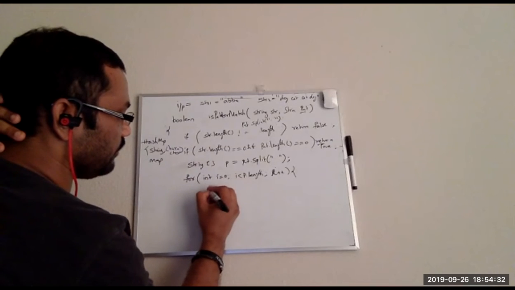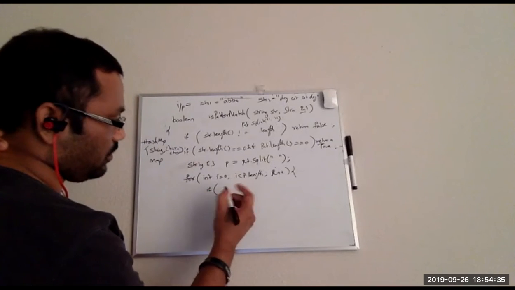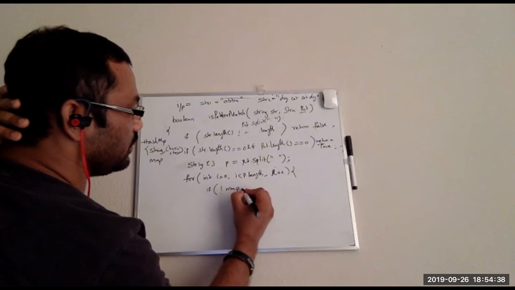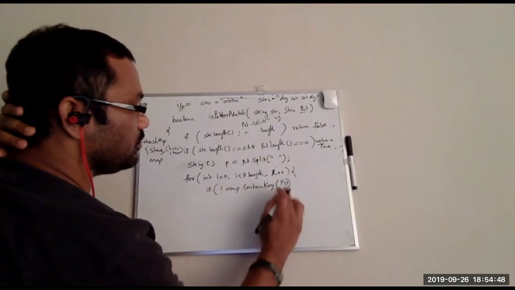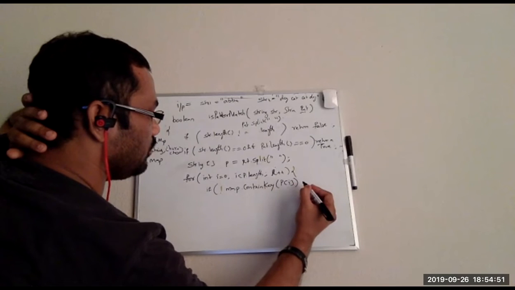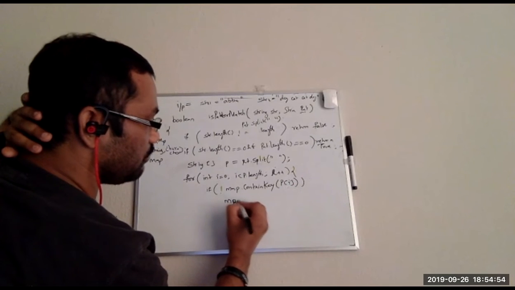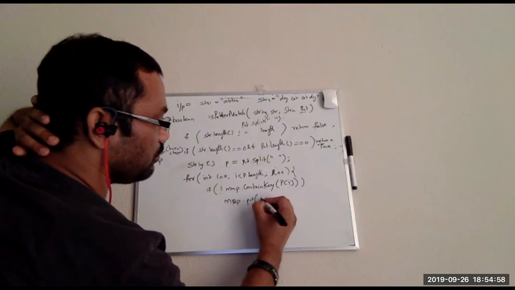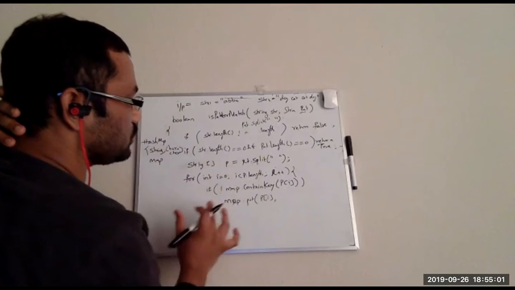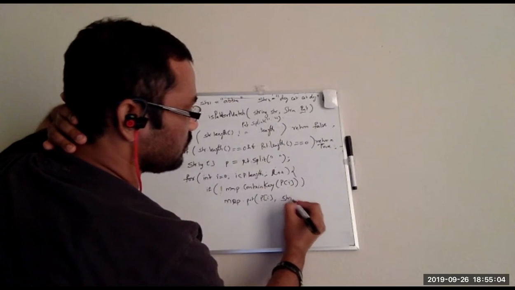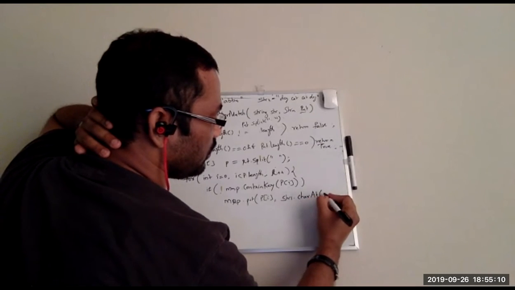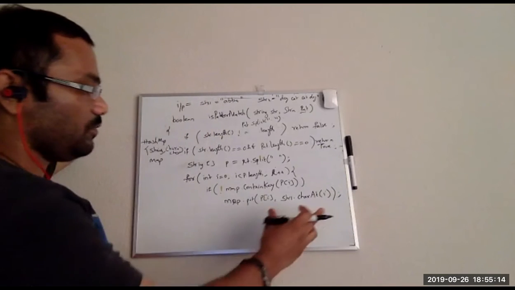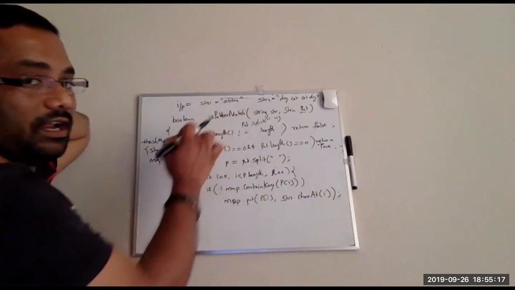Say if the map doesn't contain the key p of i, the pattern word, then we'll put map dot put p of i, the word, and the corresponding character from the string, string one dot char at i. So for the 0th element, we'll be putting the 0th location element.